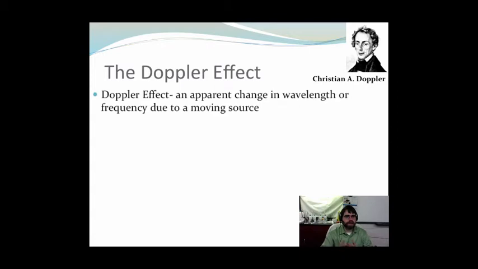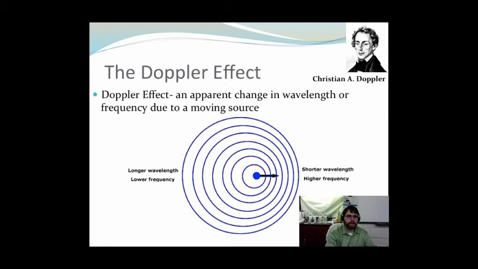The Doppler effect is an apparent change in wavelength or frequency due to a moving source. And we'll talk about the Doppler effect both with sound and light. And there's a photo of Christian Doppler up there. But it's a shift in the wavelength that causes an apparent change in frequency, because the source that's emitting the wave is moving relative to the wave itself.